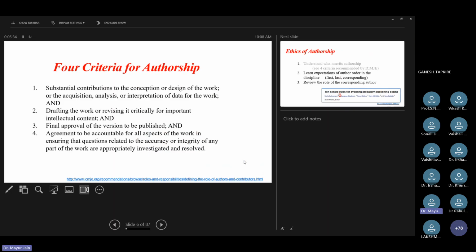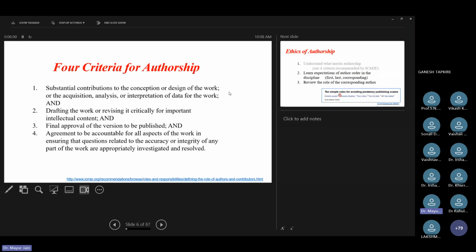I think you can go through some of the references that I have mentioned here, and various journals have given an understanding of what the criteria for authorship are. So the first thing is, as I have mentioned, substantial contributions to the conception or design of the work. Let's say you have designed your work or come up with the concept of your work. So that is the first thing; you can be an author, right?